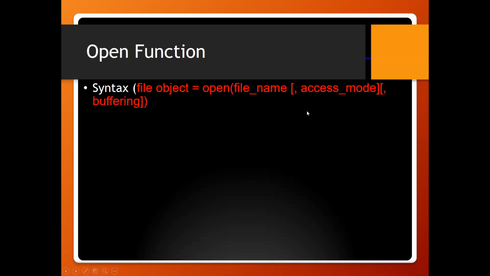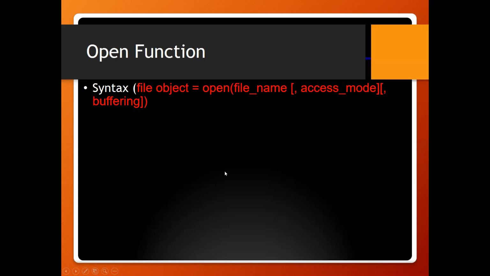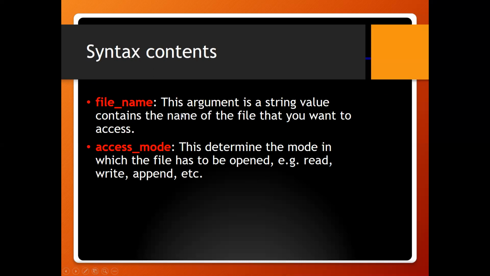We will talk in our subsequent slides about how we can adjust different access modes, and buffering is how much buffer or space you are going to assign logically so that the data can be read through. Okay, guys. To keep the name of the file, this argument is a string value. If you remember, when we were talking about methods, I told you that methods have parameters, and you can pass values to those parameters, and those values are the arguments. This is the method of the file object, so these will be called parameters, and when the value is passed, it will be called an argument. This argument is a string value that contains the name of the file that you want to access.